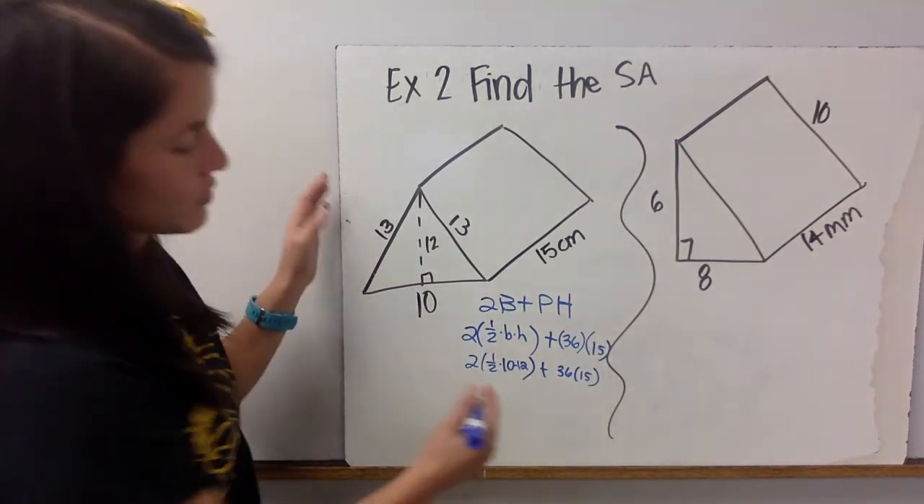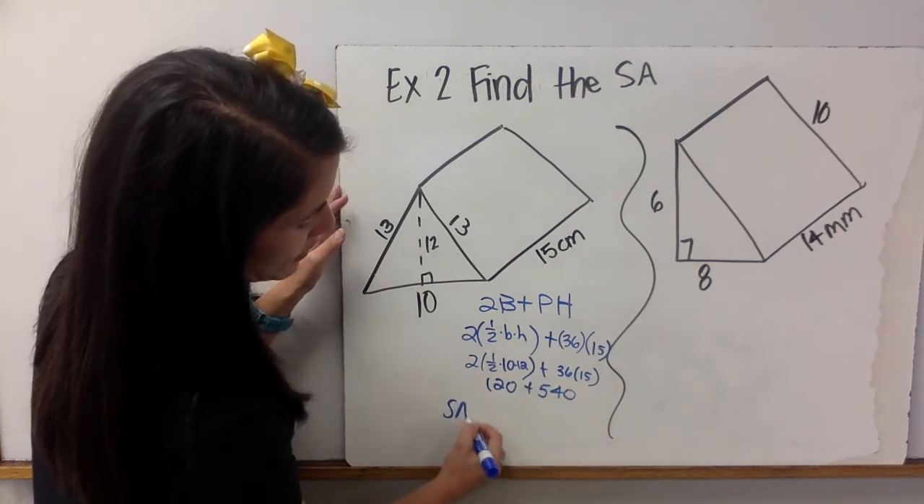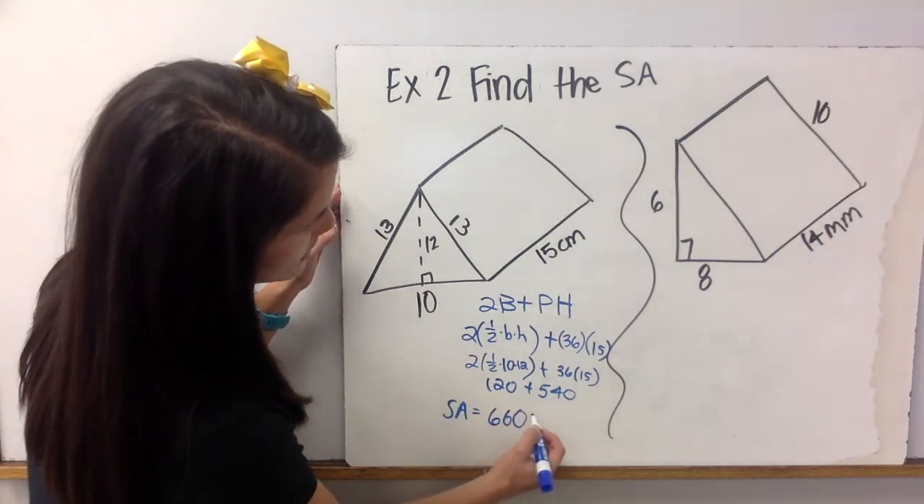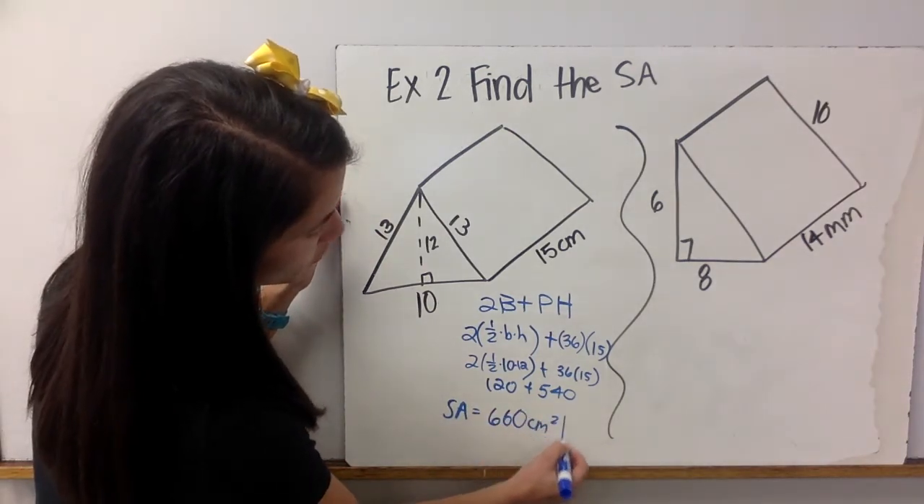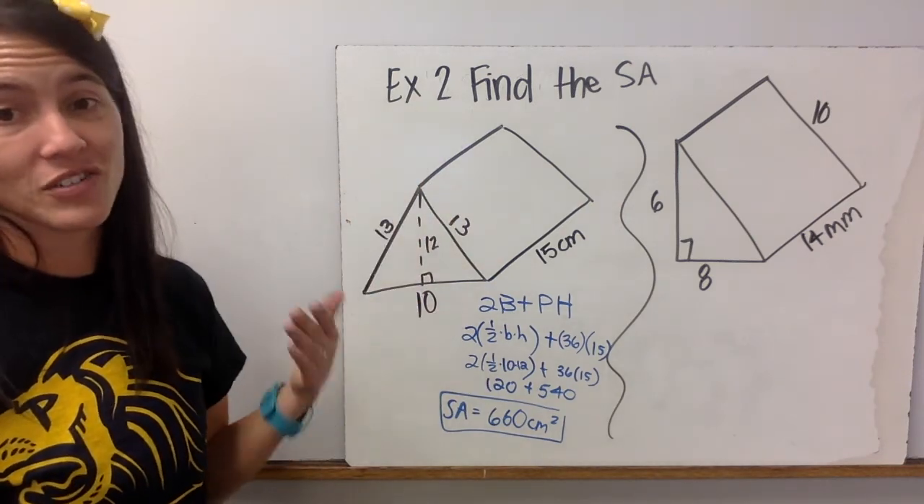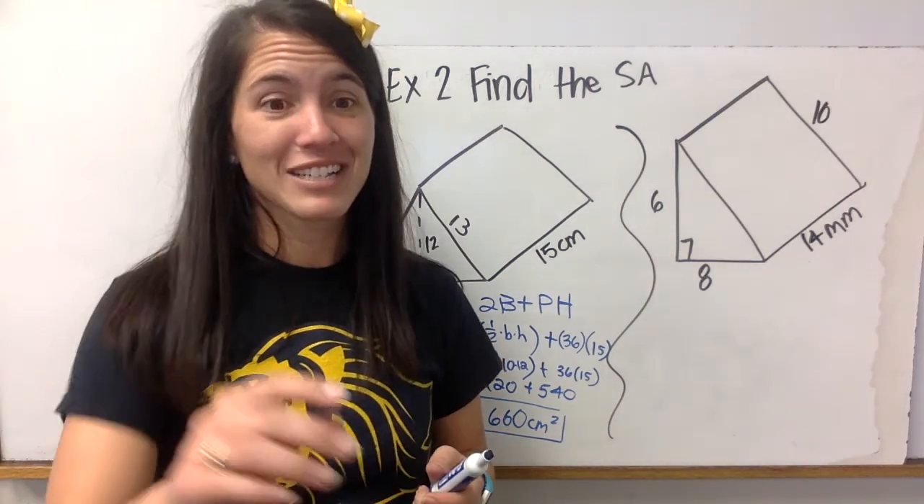Let me switch my sheet. 120 plus 540. And the total surface area is 660 centimeters squared. And because it's area, it actually means if we broke this up into a bunch of squares, that would be the surface area.